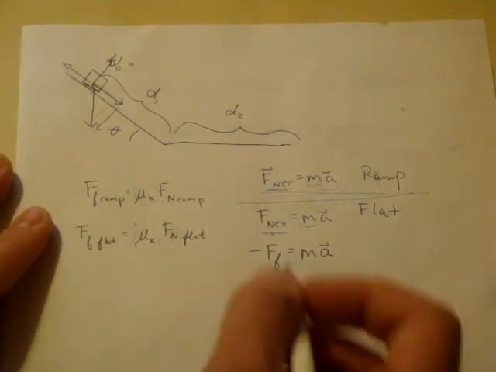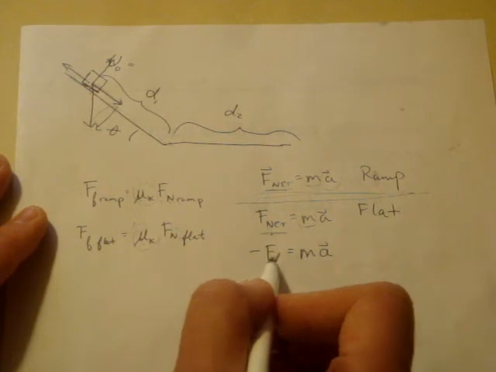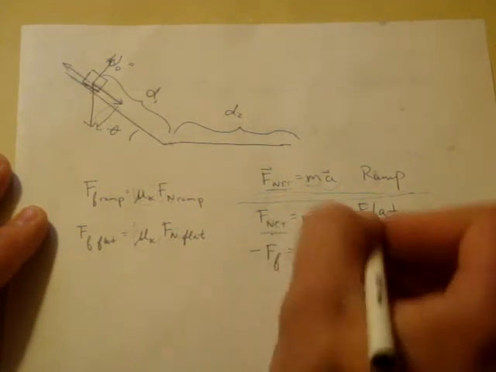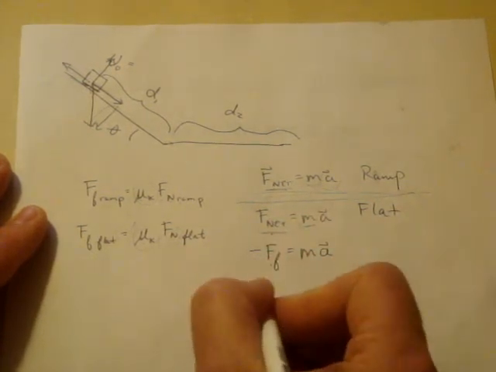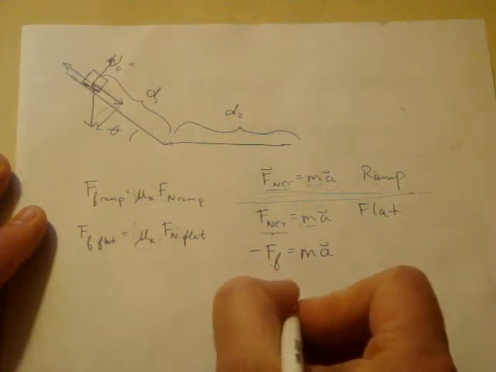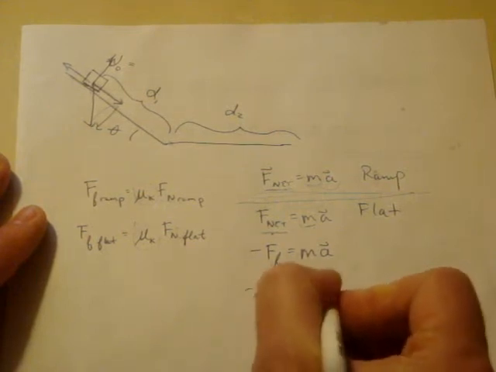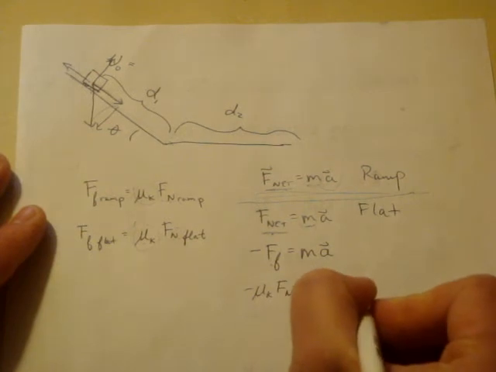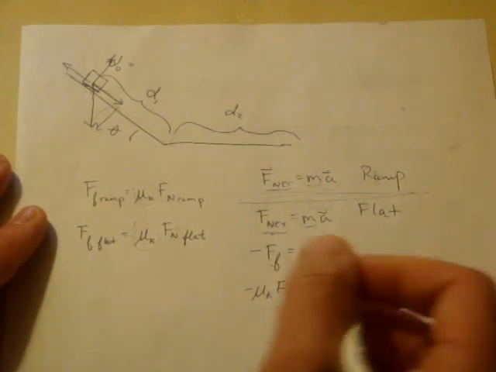So what's that leave us with? We have a couple of expressions and a couple of unknowns. So this expression here is really mu k times the normal force during the flat portion equal to the mass times the acceleration during the flat portion.